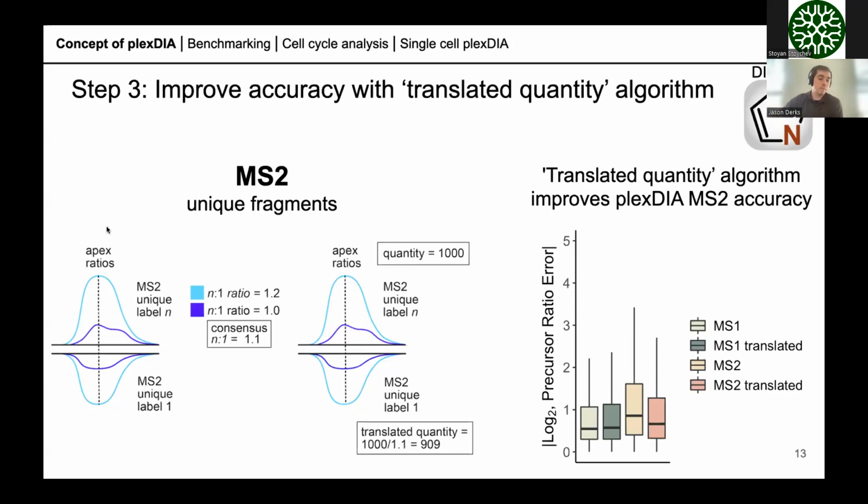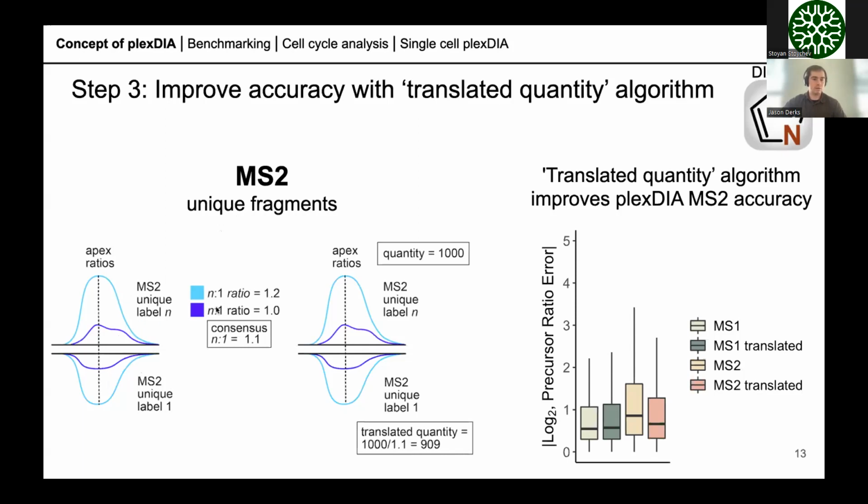And so we came up with this translated quantity algorithm, which basically takes a ratio of the fragments that are in common with the most confident label to the other fragments that maybe were not as confident. And you take ratios of these fragments.